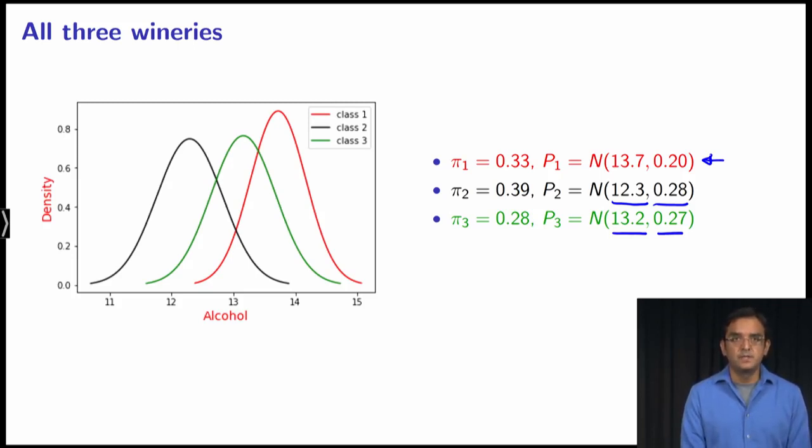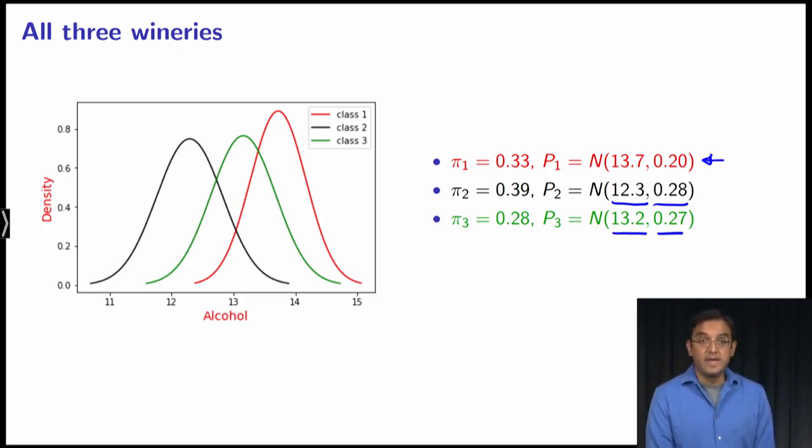Now, are these distributions nicely separated from each other? No, not really. In fact, they're kind of on top of each other. And this really gives us a hint that using this one feature alone, we are not going to be able to classify wineries very accurately. But let's go ahead and see what we get anyway.